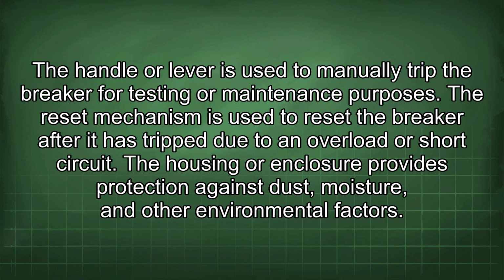The handle or lever is used to manually trip the breaker for testing or maintenance purposes. The reset mechanism is used to reset the breaker after it has tripped due to an overload or short circuit. The housing or enclosure provides protection against dust, moisture, and other environmental factors.